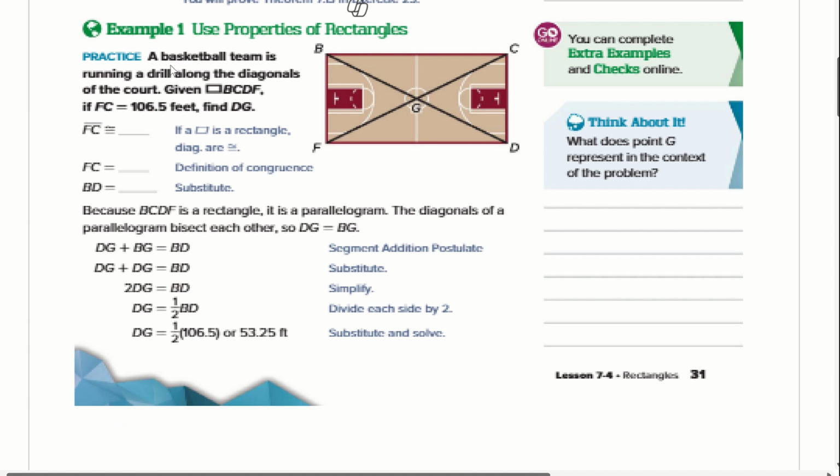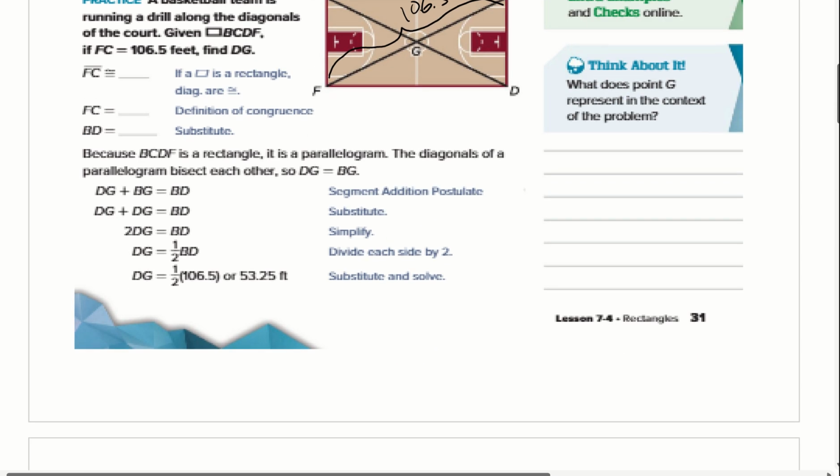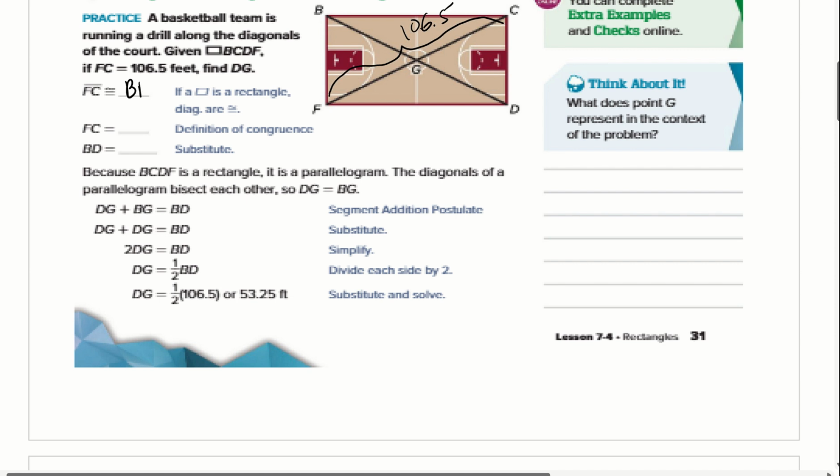So a basketball team is running a drill along the diagonals of the court. Given rectangle BCDF, if FC is 106.5 feet, find DG. Okay, so we know that FC, because it is 106.5, has to be congruent to BD, the other diagonal, because it's a rectangle, according to theorem 7.13. So therefore, FC is congruent to BD. And so FC equals BD by definition of congruence. And BD is 106.5, since FC is 106.5, by substitution.